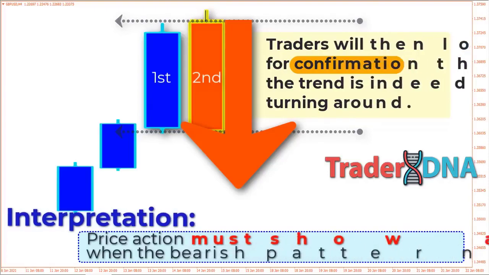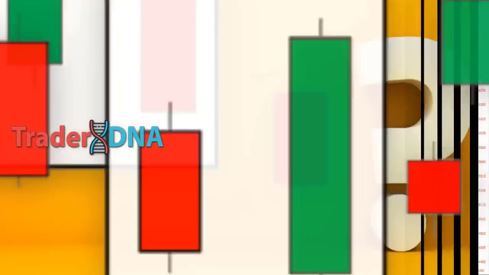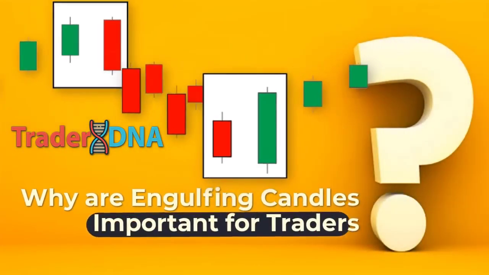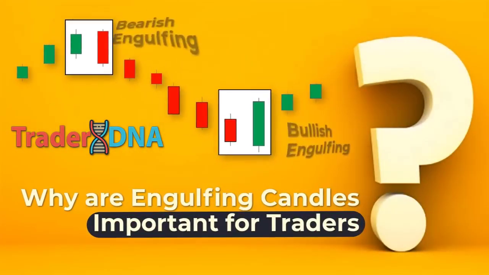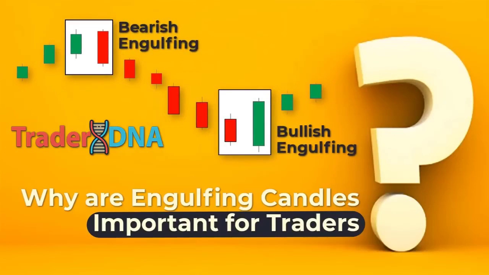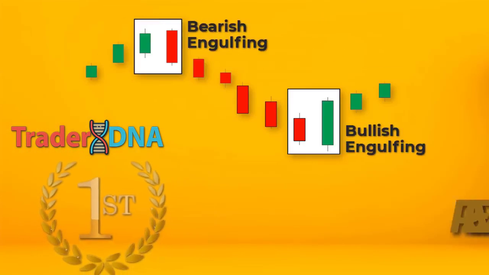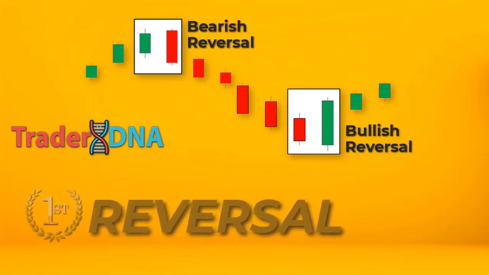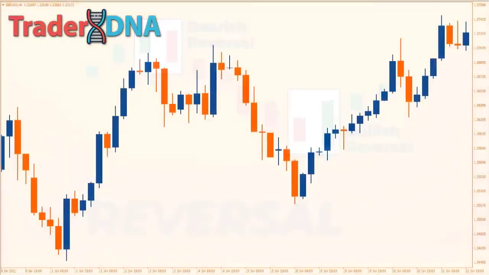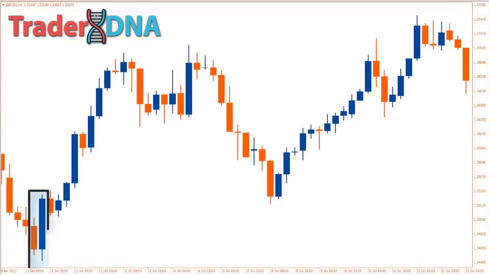Why are engulfing candles important for traders? Engulfing candles assist traders to spot reversals, indicate a strengthening trend, and assist traders with an exit signal. First, reversals. Spotting reversals is self-explanatory. It allows the trader to enter a trade at the best possible level and ride the trend to completion.